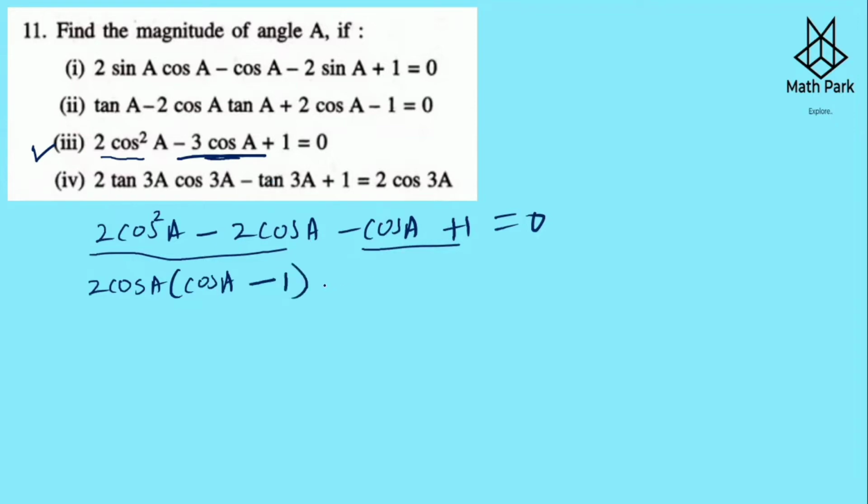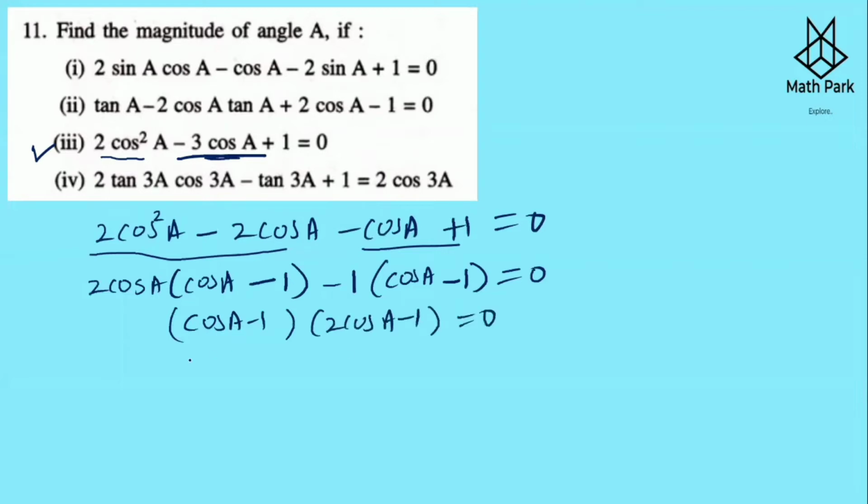From these two terms, we can just take 1 common. So if 1 is taken common, we are left with cos A, and minus of minus becomes plus 1. So this is minus 1 is equal to 0. So we have the factors cos A minus 1 into 2 cos A minus 1 is equal to 0. So if cos A minus 1 is equal to 0, we get cos A is equal to 1. And we know that cos of 0 is equal to 1. So comparing this, we get A is equal to 0 degree.